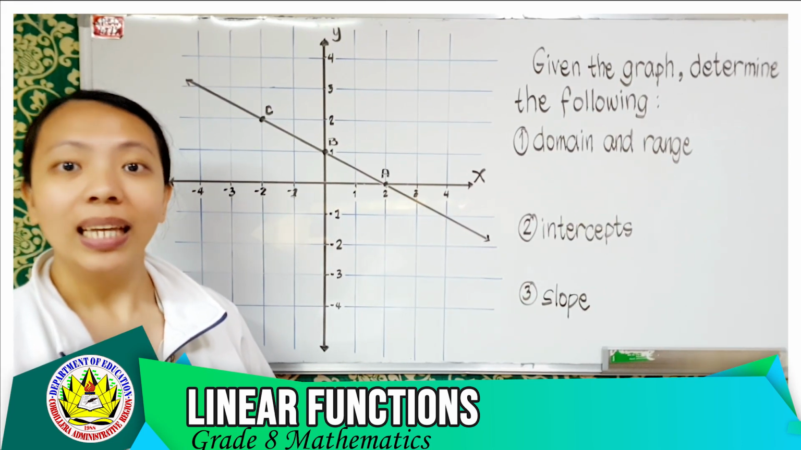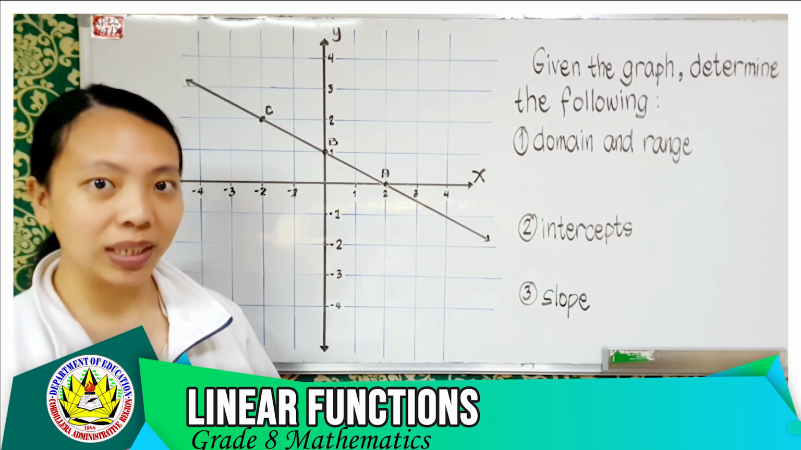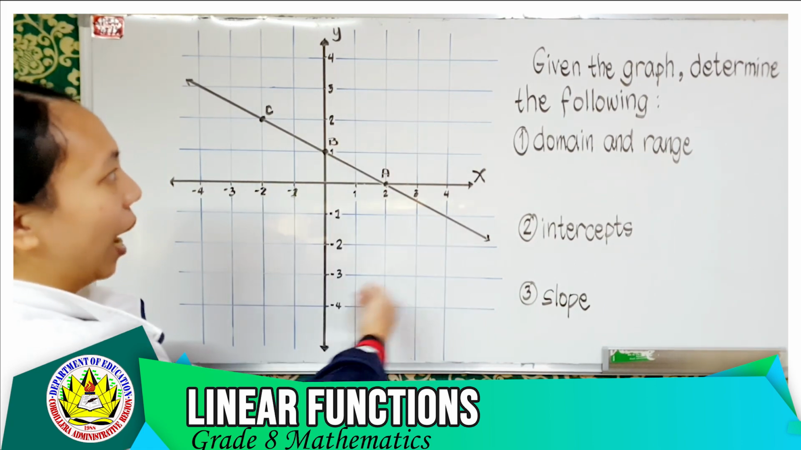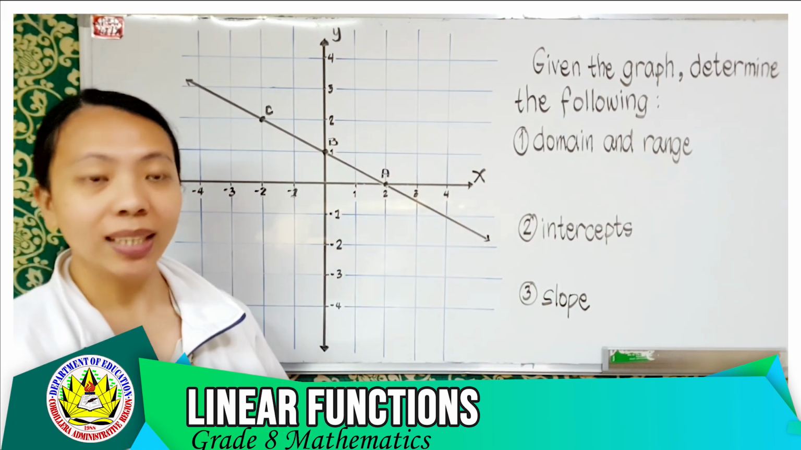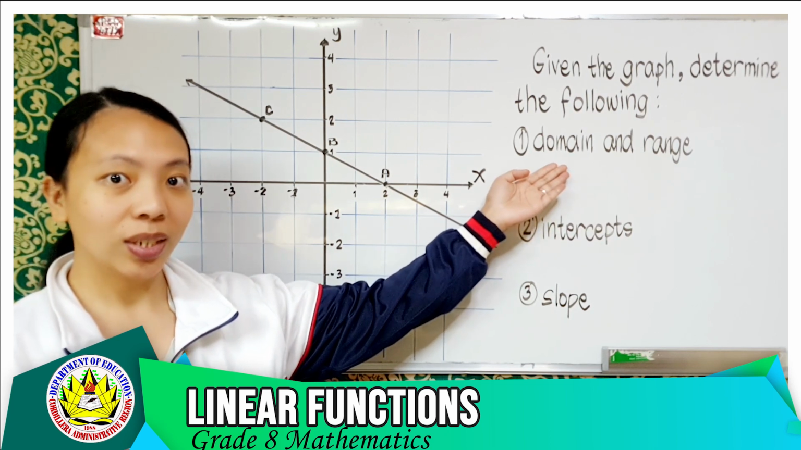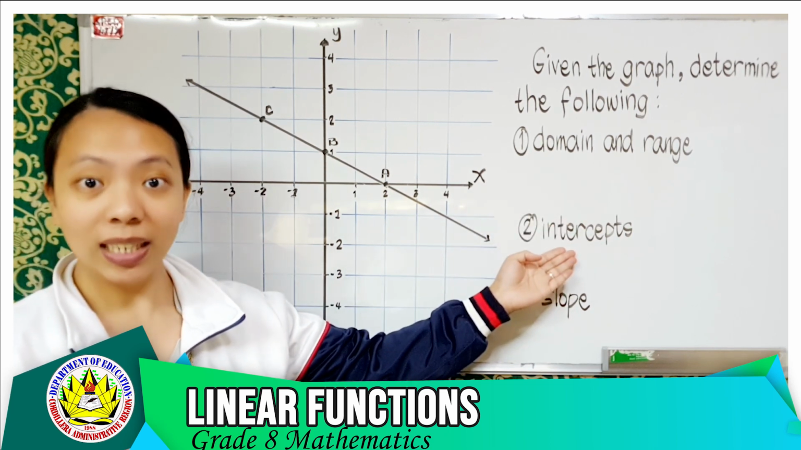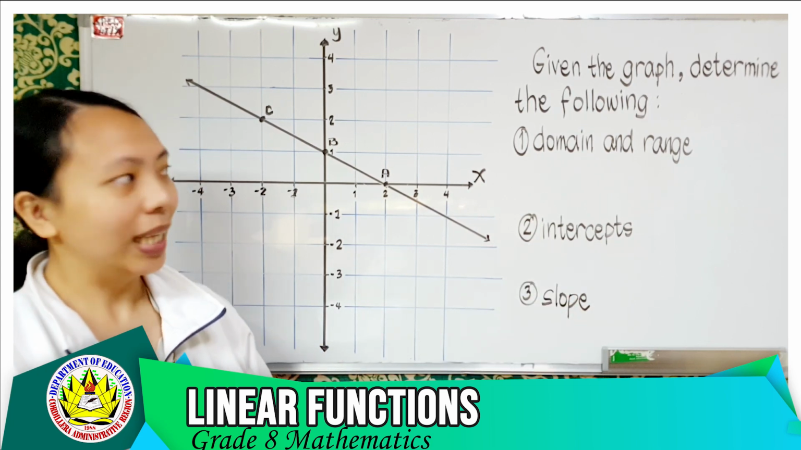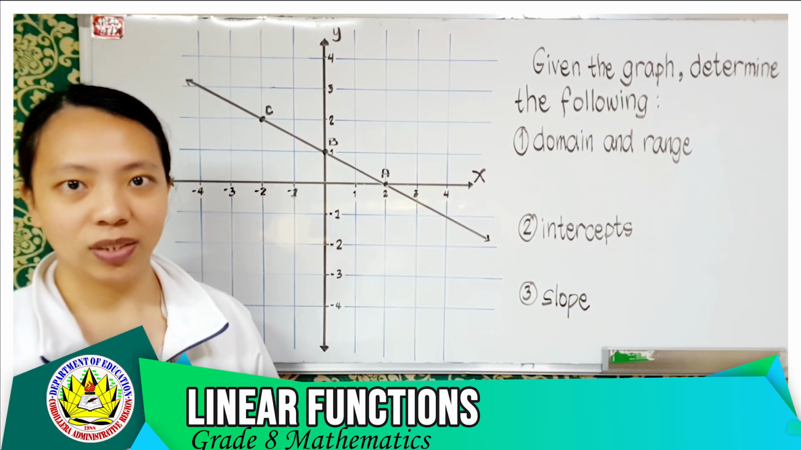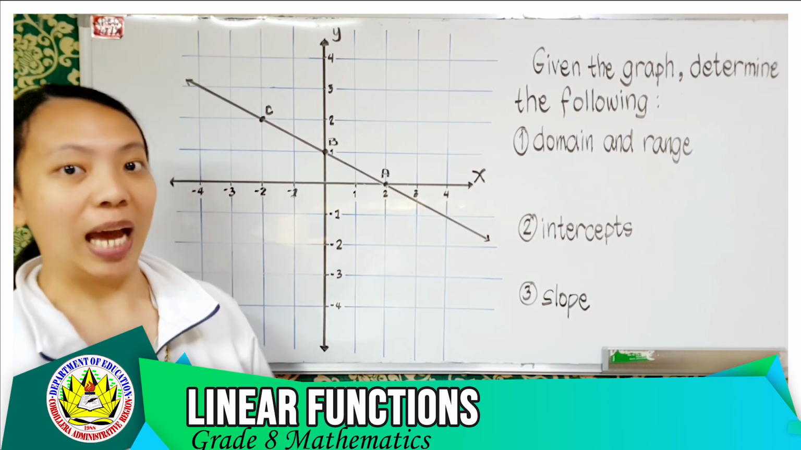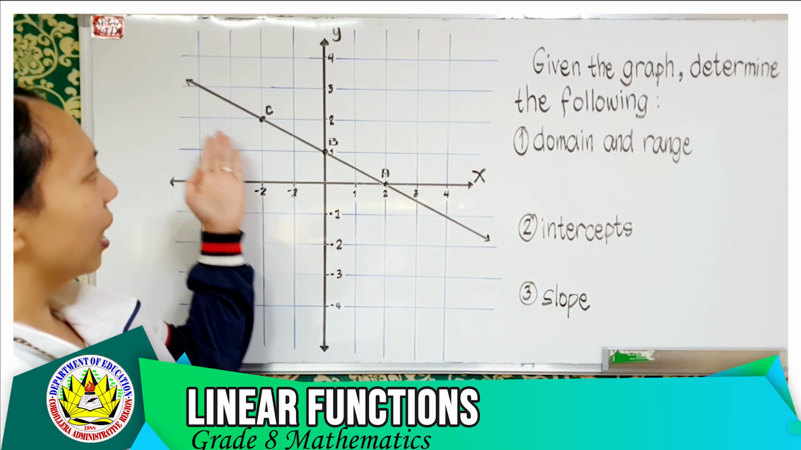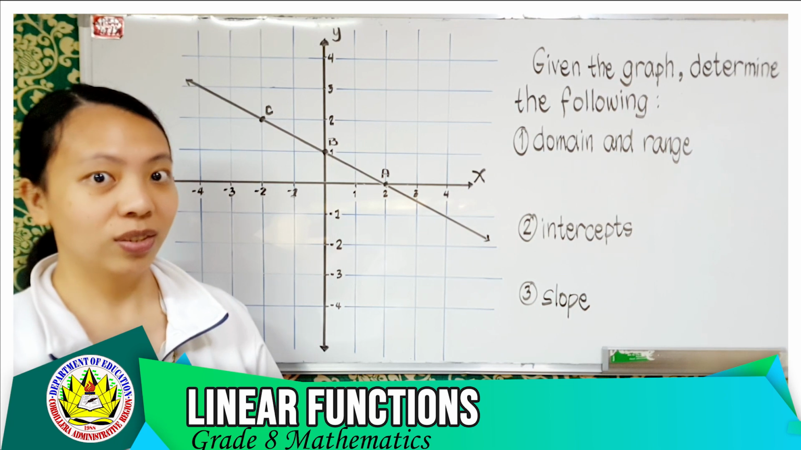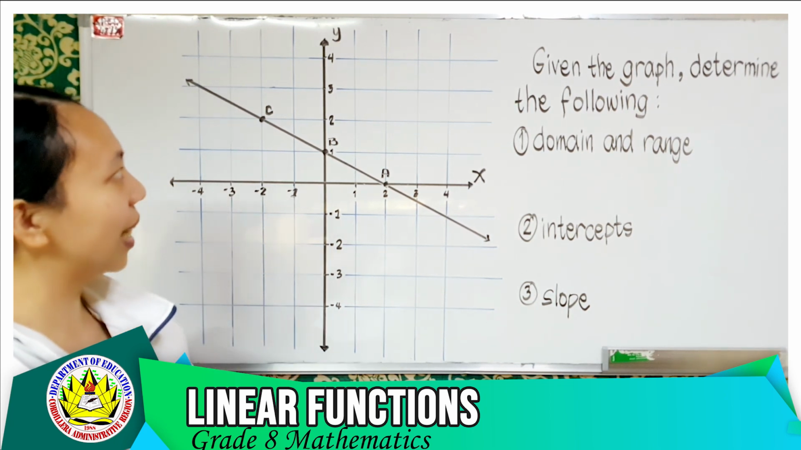This time, let us discuss the last set of characteristics of linear functions. Given this graph, we're going to determine its domain and range, x and y intercepts, and the slope of the line. Let's start with domain and range. But before we do that, let us first determine if the given graph is the graph of a function or not. Vertical line test.